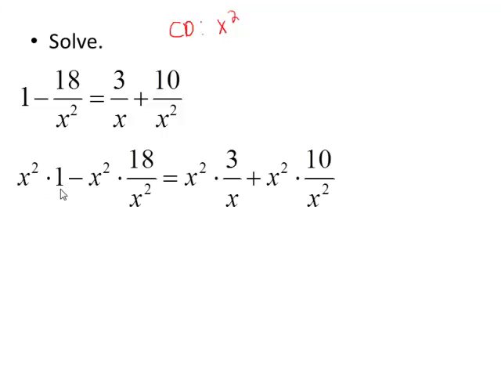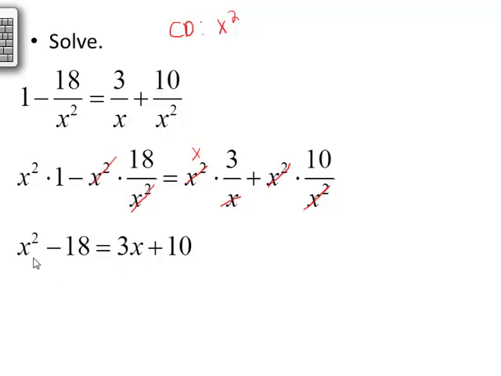X squared times 1 is just x squared. X squared divided by x squared is 1. Those cancel out. X squared with an x in the denominator reduces to simply be an x, and x times 3 is 3x. And finally, x squared divided by x squared is 1. That leaves me with 10. So my new equation, x squared minus 18 equals 3x plus 10.